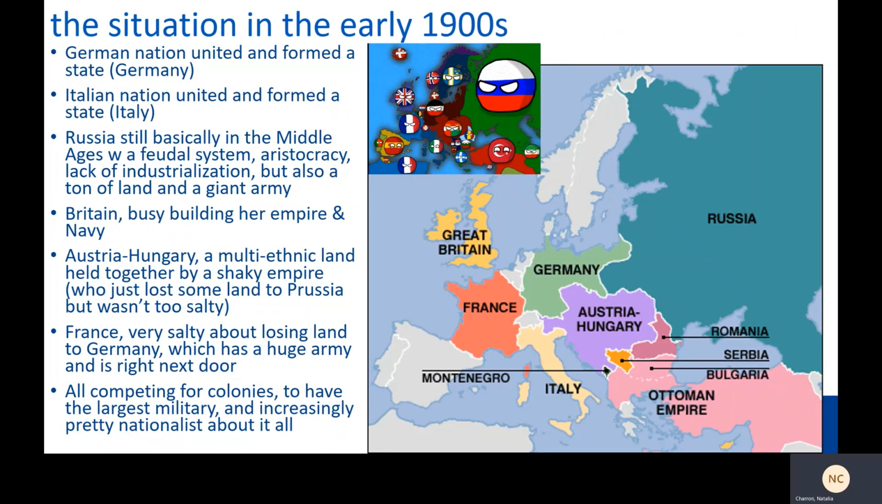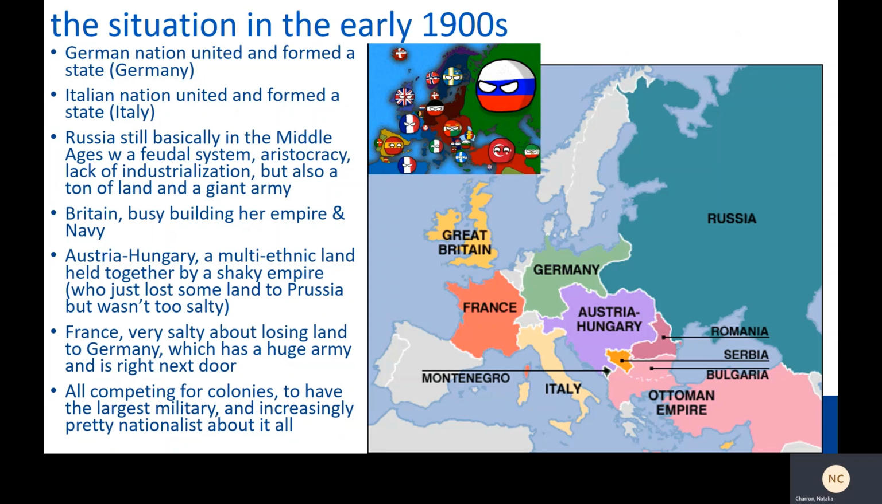By the early 1900s, so just before World War I, we've seen how Germany, the nation, united and formed a state, a new state, that changed the balance of power in Europe. And Italy did the same. Russia, off to the east, was still basically a medieval state with a feudal system, an aristocracy, and an emperor called a czar. And it had not industrialized, but it was huge. There was a ton of land, and it had a giant army. Britain was strong through her empire and through her navy, although she was like a little tiny island if you just look at the map.